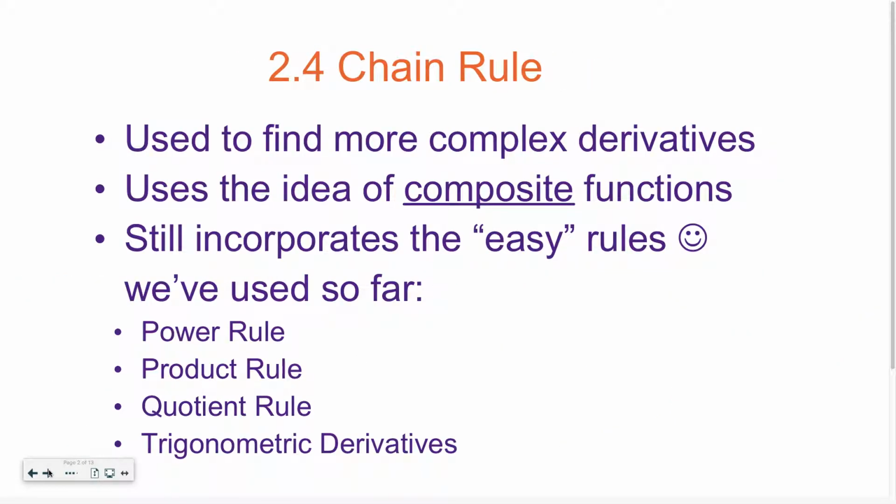Okay. So the chain rule, this is what I would write down. The chain rule uses the idea of composite functions. Okay? You don't need the rest of that up there. We're still going to use the rules that we've used so far, like power rule, product rule, quotient rule, and trig derivatives, inside of the chain rule. Okay? So the chain rule is a process where we still need our other rules from before.